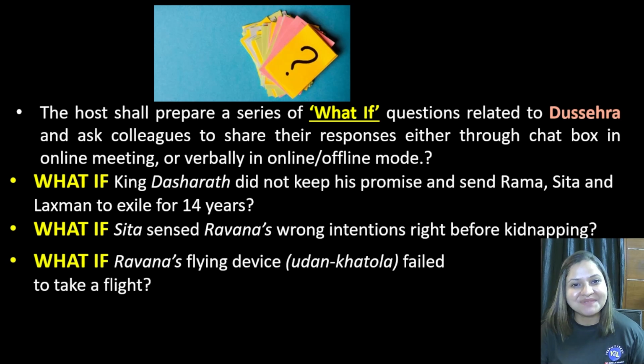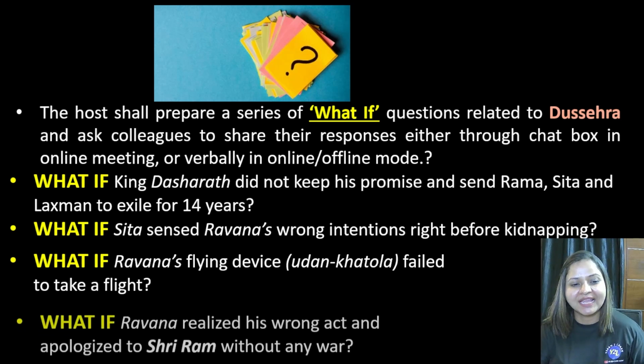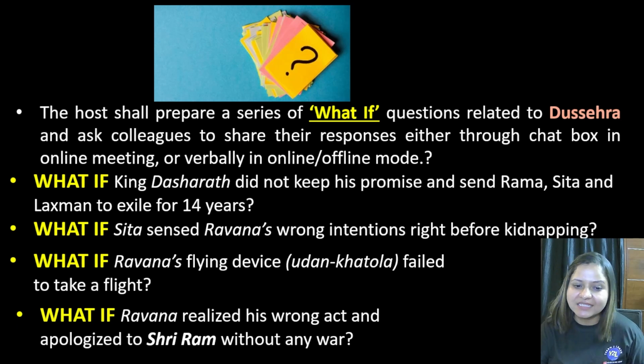The next suggestion is, what if Sita sensed Ravan's wrong intentions right before kidnapping? Third one, this is my favorite. What if Ravan's flying device, which was Udan Khatola, failed to take a flight? Or what if Ravan realized his wrong act and apologized to Sri Ram without any war? So these sort of questions would let them think what could have happened. And in real life as well, when we think of alternatives, what if this didn't happen and this did, you change your perspective towards things.